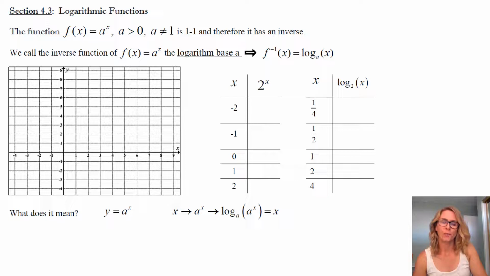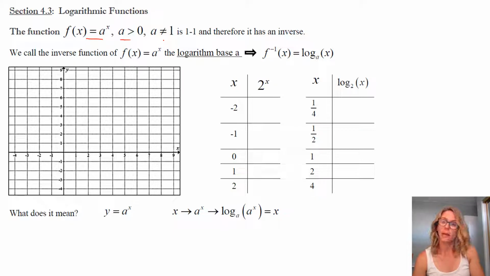So now we're in section 4.3, logarithmic functions. So far we've been talking about the exponential function, f of x equals a to the x, where a is greater than 0, so it's a positive real number, but it's not equal to 1, just because that's not a very exciting function.